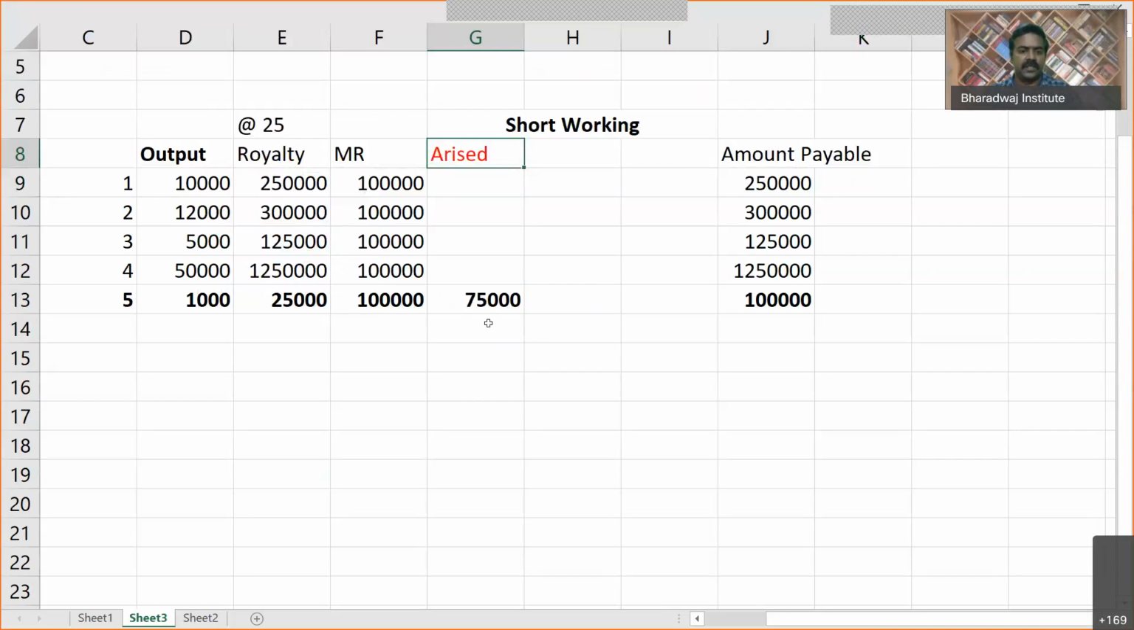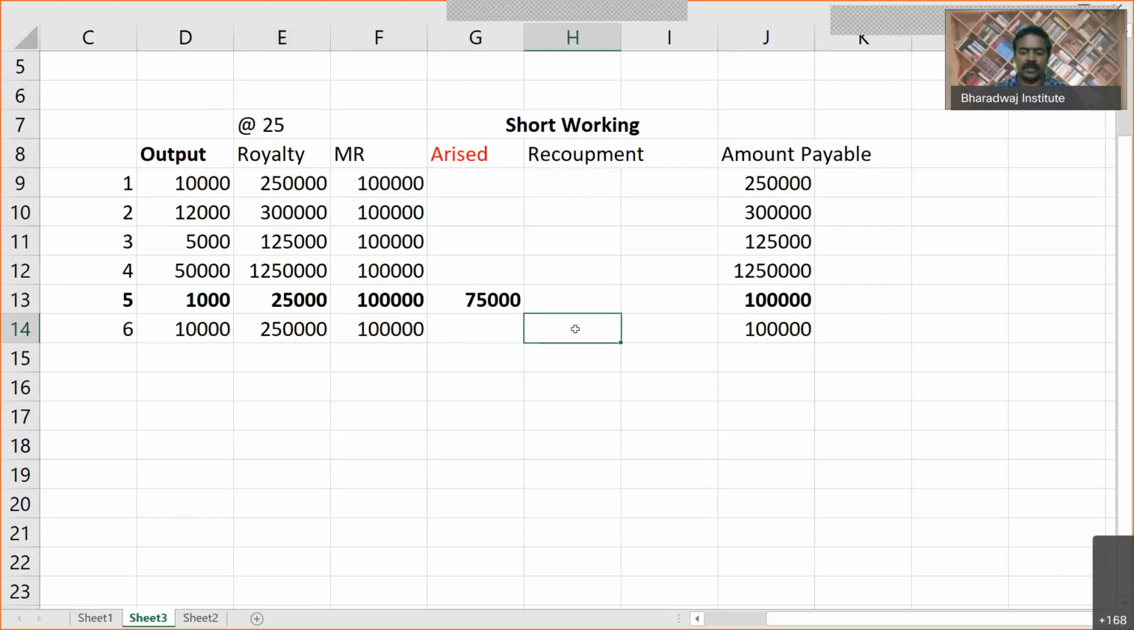As per the agreement, the landlord may allow you to recover it in a subsequent month. Let us assume the next month production was 10,000 units. Minimum rent is 1 lakh, so there is a surplus available to the extent of 1,50,000. The landlord may allow you to adjust it. This is called recoupment. Recoupment means recovery of short workings. So this 75,000 can be adjusted while paying the landlord: you pay 2,50,000 minus 75,000.